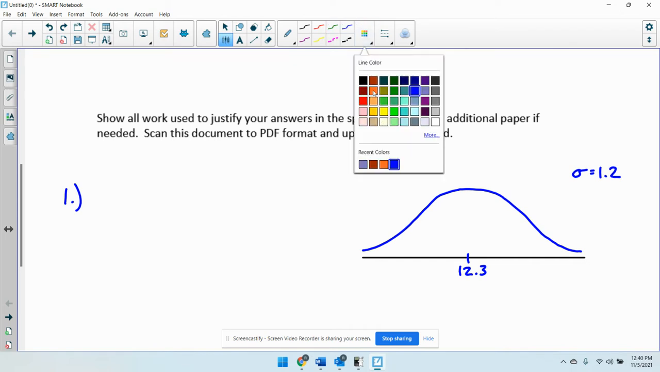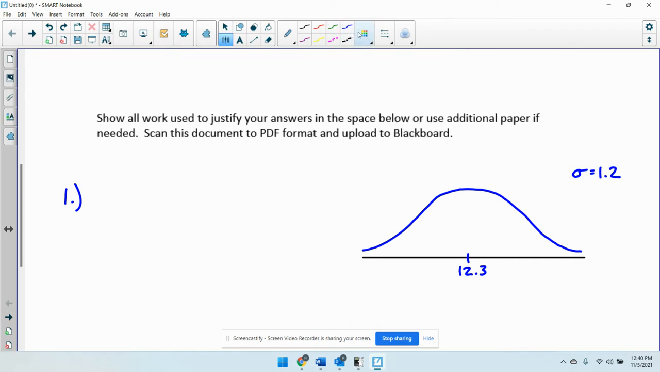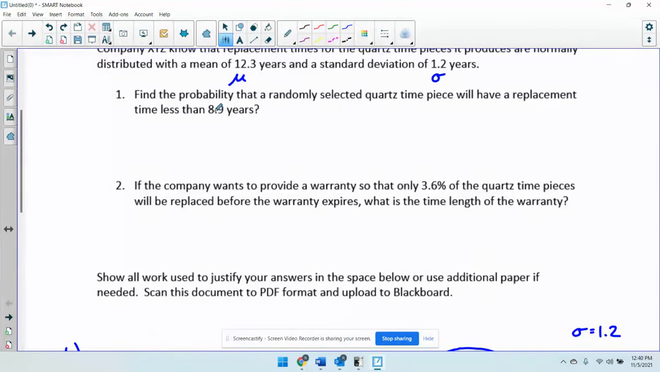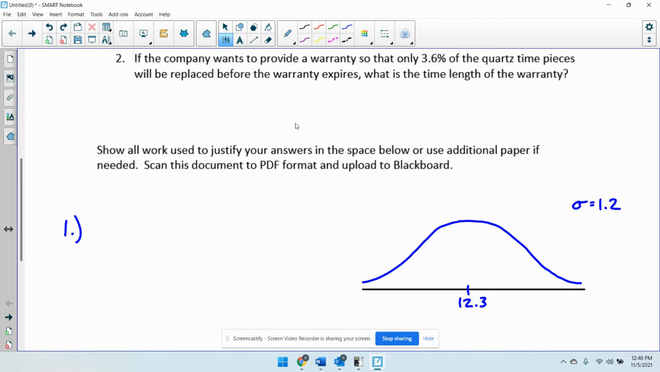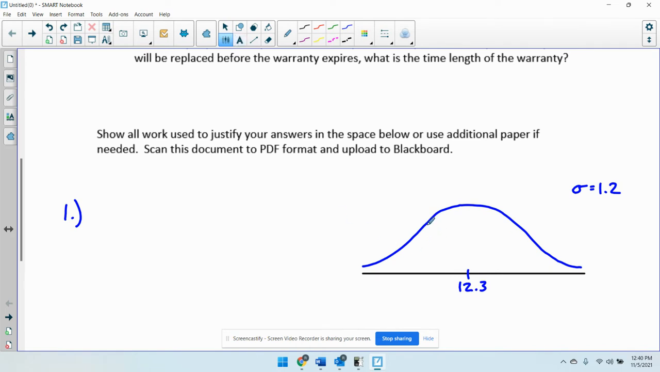Okay, so I'm looking for the probability that a timepiece will last less than 8.9 years. If I write that out with a probability statement, that will be the probability that a randomly selected timepiece, X, is less than 8.9 years. That's the same thing as saying if I put 8.9 on my curve, let's just put it somewhere out here. We know it has to be less than 12.3, so we'll put it to the left. I'm looking for the area less than that. That's the same question mathematically.